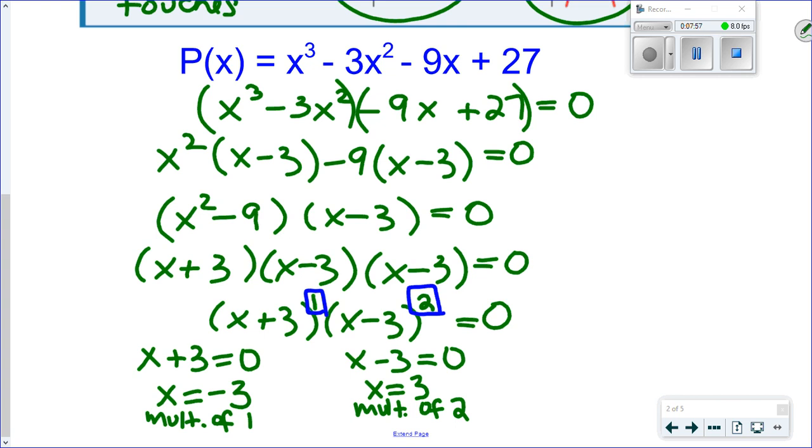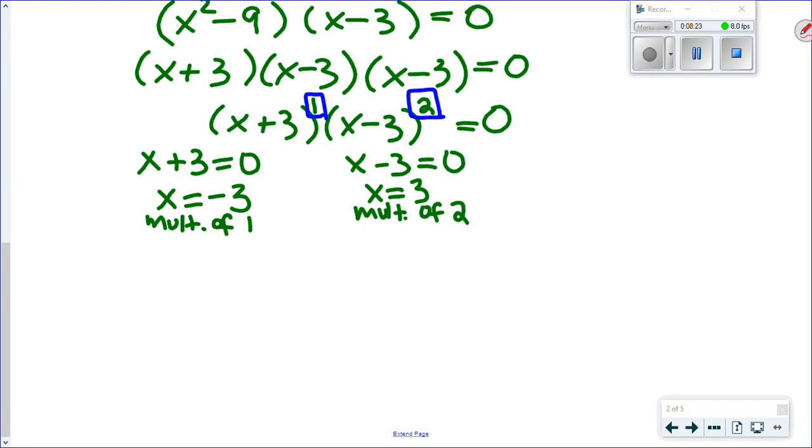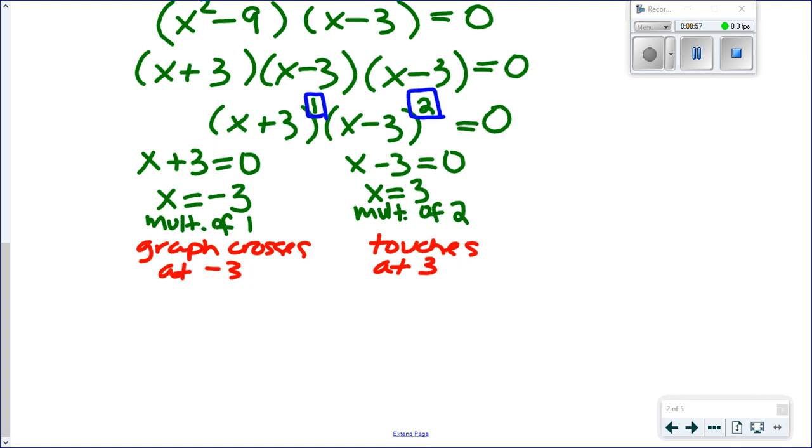It means that that factor is squared. It's multiplied twice. Now, what does that tell us about the graph? That means when x equals negative 3, the graph crosses the x-axis, and when x equals 3, the graph just touches the x-axis. So that's going to be important, especially later when we get to graphing these polynomials. But we do know, based on this, that the graph touches at x equals negative 3, and we know the graph crosses, or excuse me, we should have those reversed. The graph crosses at negative 3, and the graph touches at positive 3. Too many 3's.